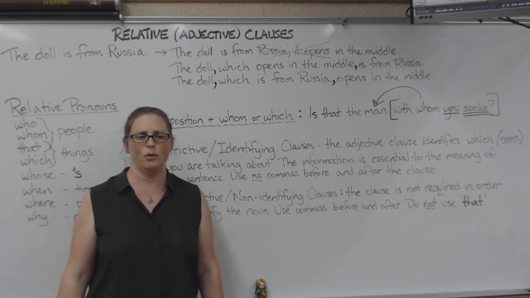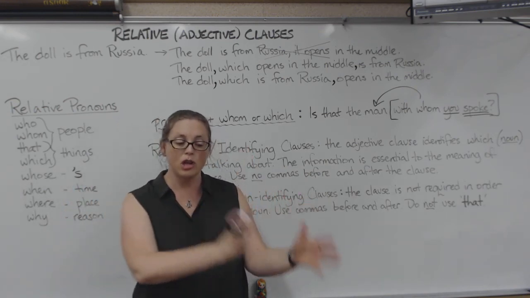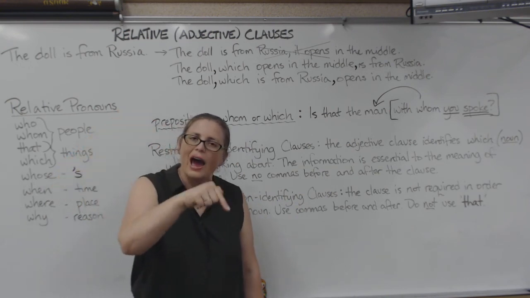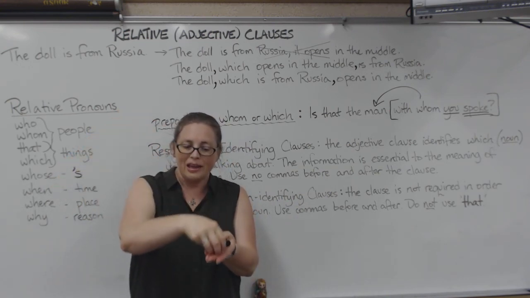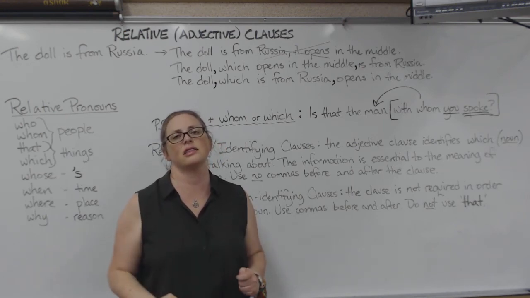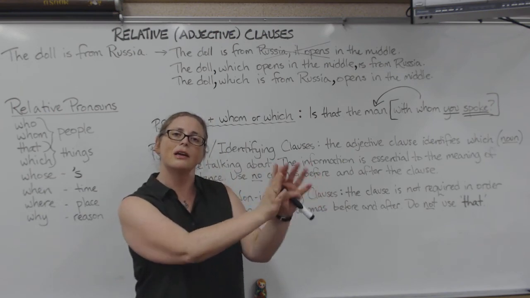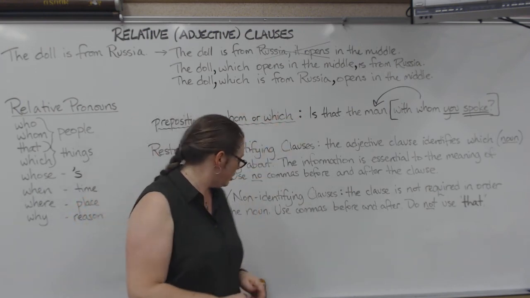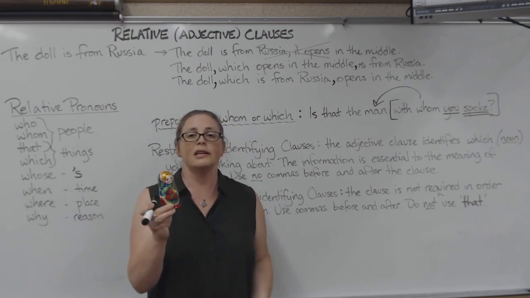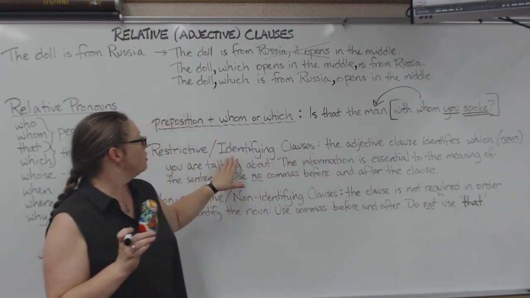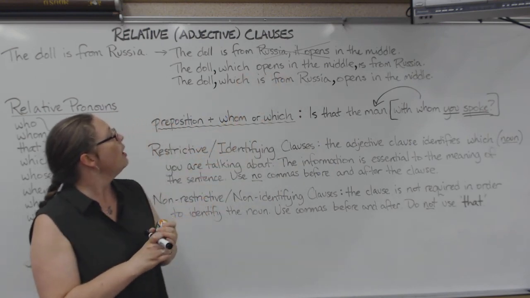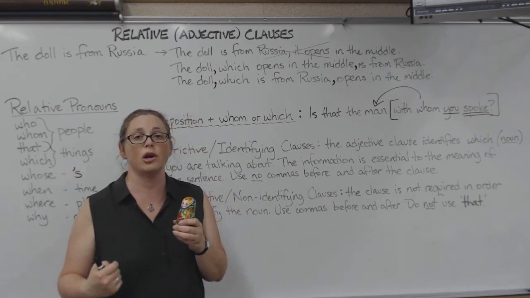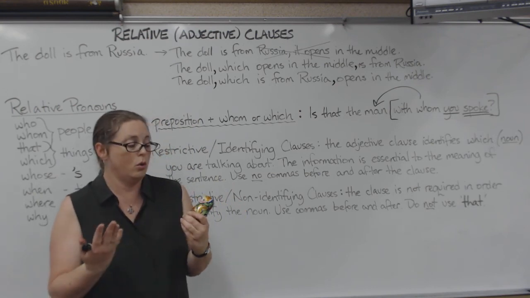To identify a noun means that you are looking or thinking about a number of possibilities, and to identify is to point out, to show, to say, this is the one. That's the idea of identify. It separates something from all of the others. I don't need this if I just have this one doll. It's not necessary for me to have this information. I can say the doll is from Russia, and you know which doll I'm talking about, right? No problem, I'm holding it.